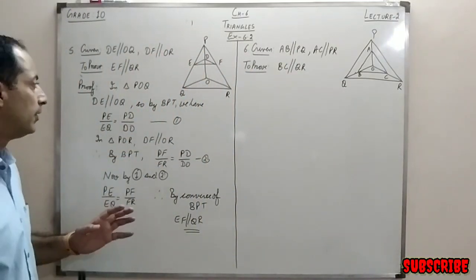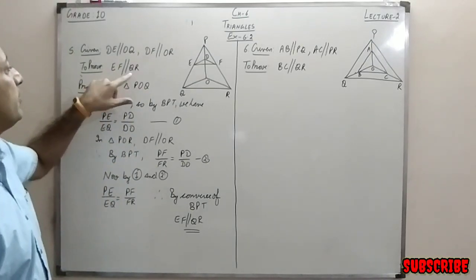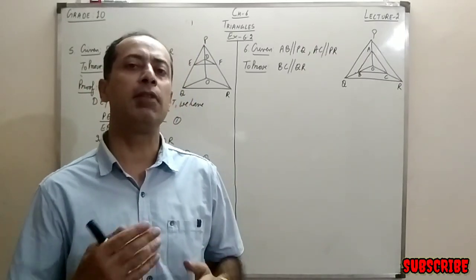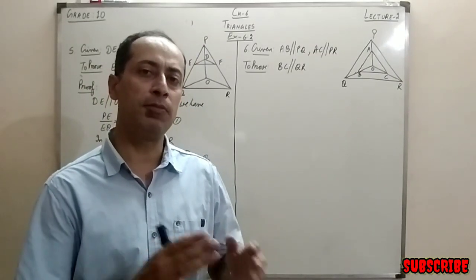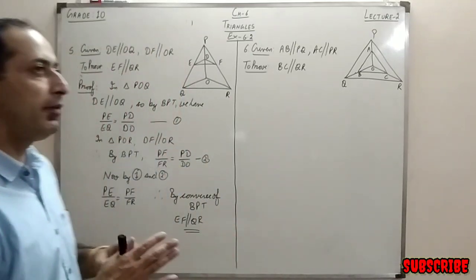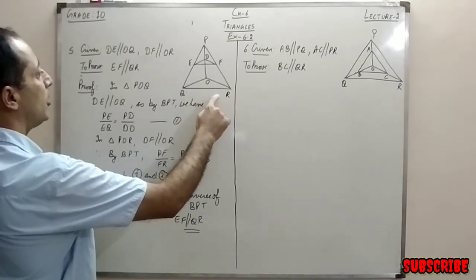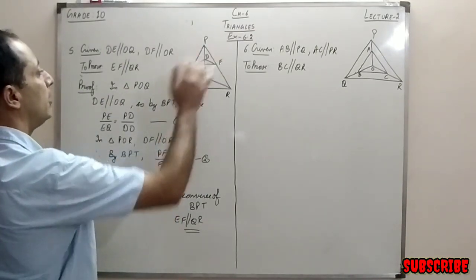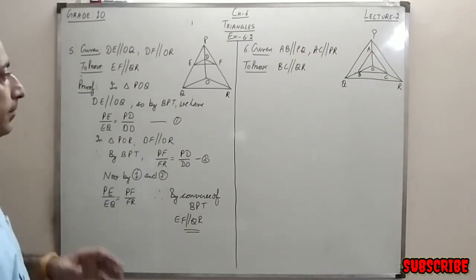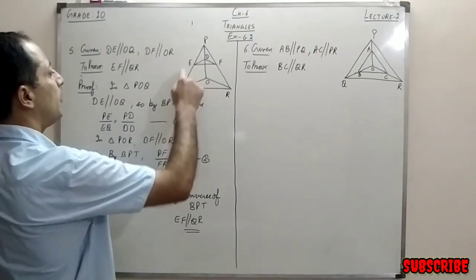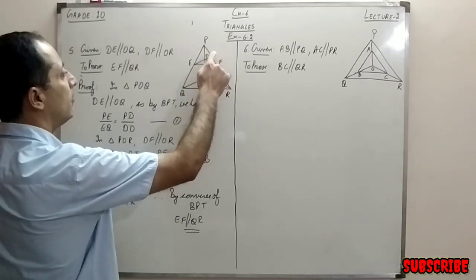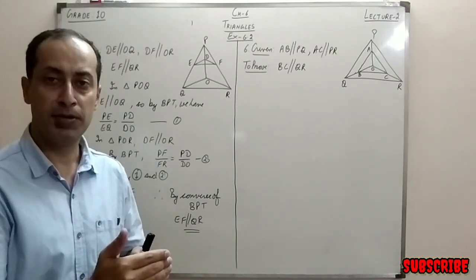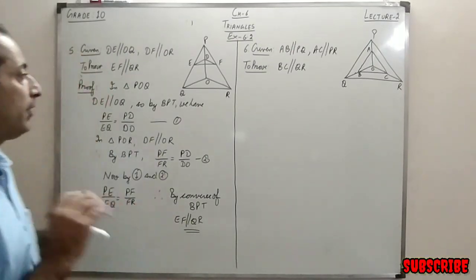So in the proof, we have to prove EF is parallel to QR. If you remember, if we have to prove any two lines parallel, then we apply converse of BPT, right? It means somewhere converse of BPT will be applicable. Now, if we go backwards, if I have to prove EF is parallel to QR, what should I have? I should have PE upon EQ equal to PF upon FR. It means there should be some intermediate also, right? As we did in the previous question. So how can we do it?